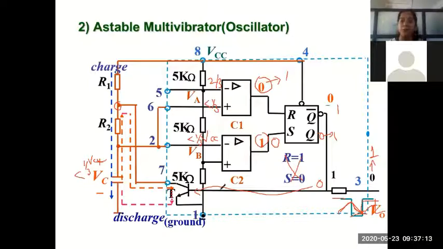When output goes from 1 to 0, this transistor is switched on. If this discharge transistor is switched on, now it is time for this capacitor to discharge. It will discharge through the resistor R2 via this discharge transistor to the ground. So please understand the discharge time depends upon this resistor R2 into C, whereas the charging time depends upon R1 plus R2 into C. Okay.